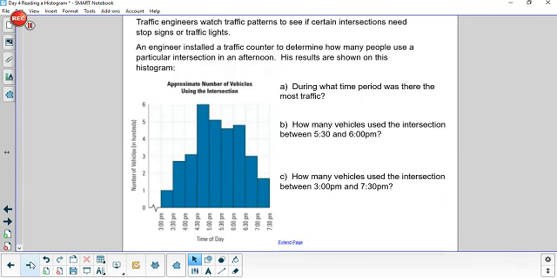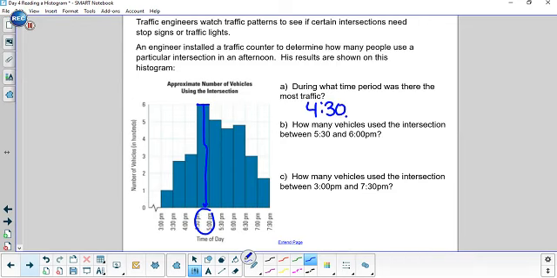So traffic engineers watch traffic patterns to see if certain intersections need stop signs or traffic lights. An engineer installed a traffic counter to determine how many people use a particular intersection in an afternoon. His results are shown on this histogram. So we can see they're taking data every half hour. So during which time period was there the most traffic? We look for the highest bar, and we come down, and that is between 4:30 and 5 o'clock. 4:30 p.m. to 5 o'clock had the most traffic.